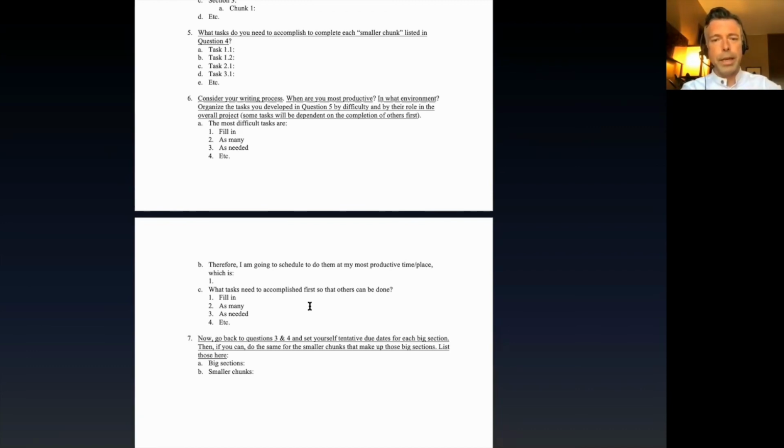And then what tasks need to be accomplished? Sometimes you just need to do that reading and annotating before you can do the synthesis writing of the literature review. Sometimes you're just bound by certain parts of an assignment before others.